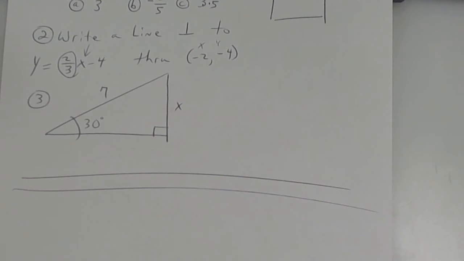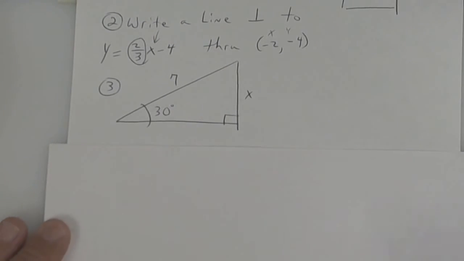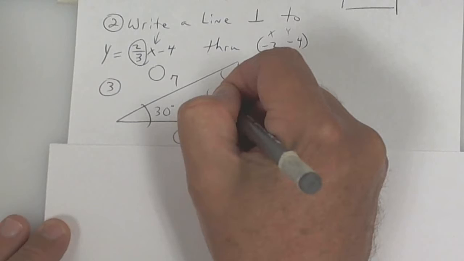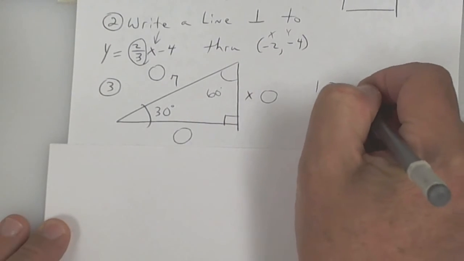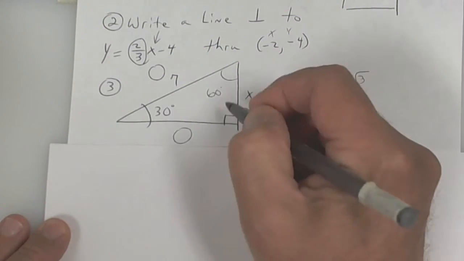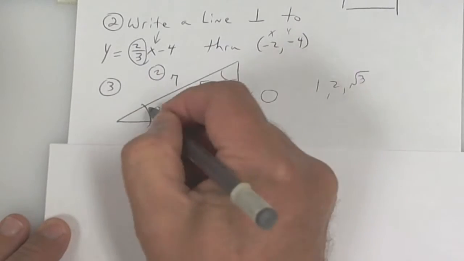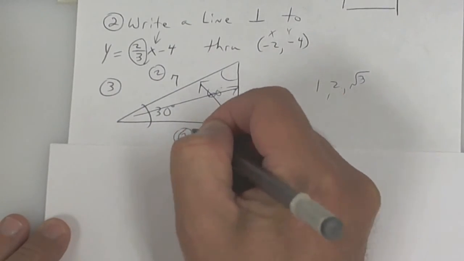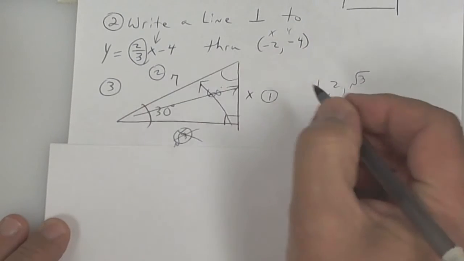The next one is a special triangle. You could technically use trig on this, and we're going to go over trig again today. So put your circles. This one is a 30, 60, 90, so that's 1, 2, square root of 3. And remember, 2 goes across from the 90, so put a 2, and the 1 goes across from there. So this one's going to be the square root of 3, and we're not even looking for this one. So it's going to be circles on top.